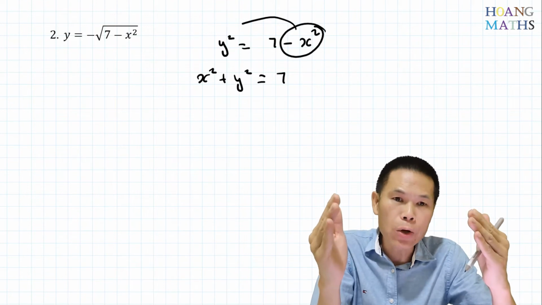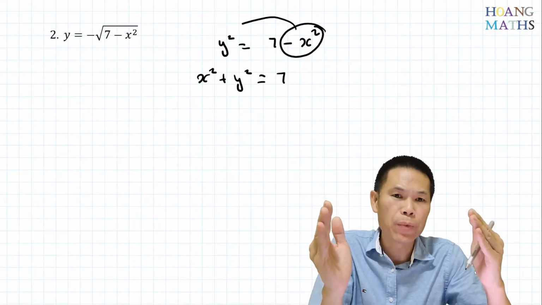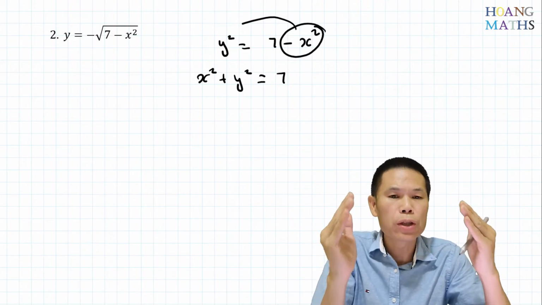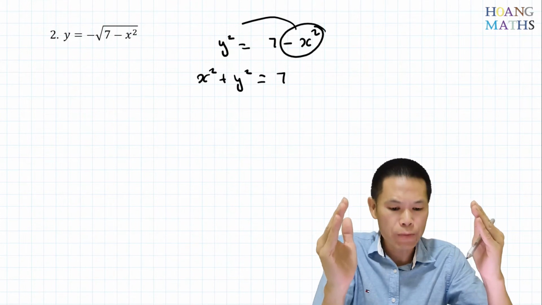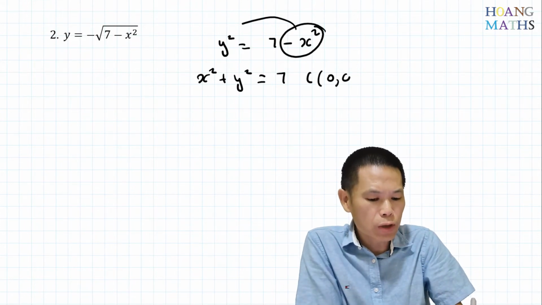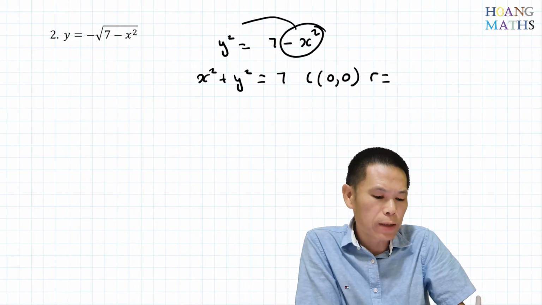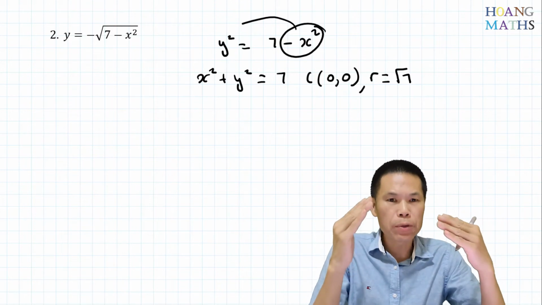This is a circle with the center of 0, 0, and the radius is square root of 7. But then because it's a square root, it's a semicircle, half of a circle, with the radius of square root of 7. So just write this down. Center 0, 0, and the radius is square root of 7. There you go. So let me just sketch it.